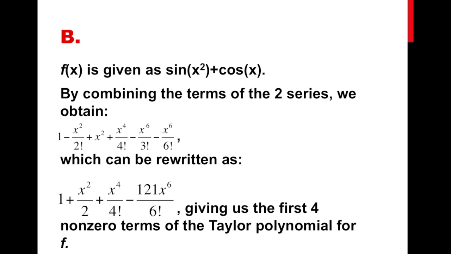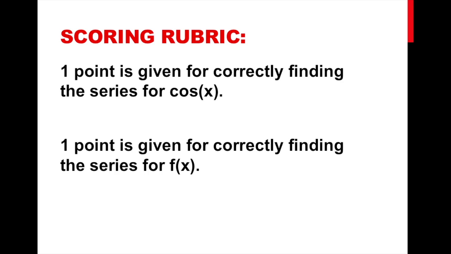By combining like terms, we obtain 1 plus x squared over 2 plus x to the 4 over 4 factorial minus 121 x to the 6 over 6 factorial, giving us the first four non-zero terms of the Taylor polynomial for f. 1 point is given for correctly finding the series for cosine of x, and 1 point is given for correctly finding the series for f of x. Just like part A, no partial credit is given, so be sure to solve each term correctly.